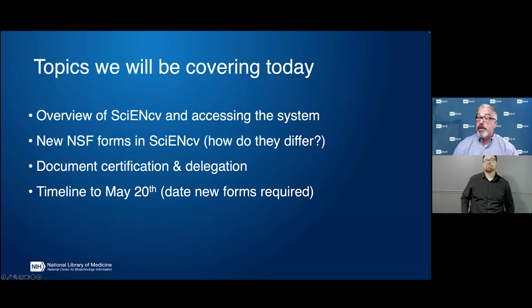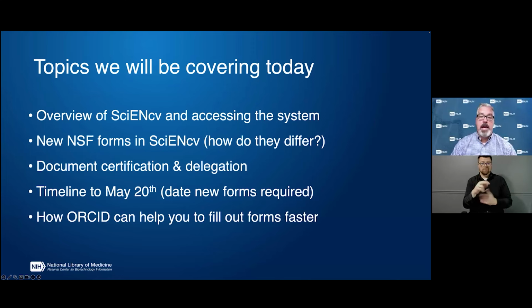We're going to look at the timeline from where we are now up until May 20th. This is when the new forms become required for NSF applications that are due on the 20th or after that date. And we'll quickly look at ORCID and how this supports filling in information in your biographical sketch. As Jean mentioned earlier, ORCID is the solution that NSF prefers for the persistent identifiers.